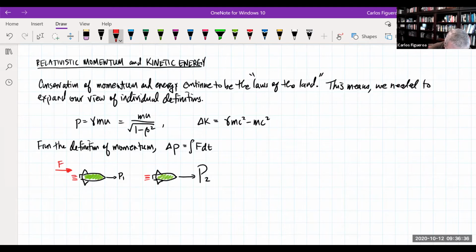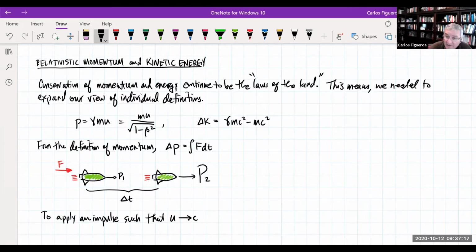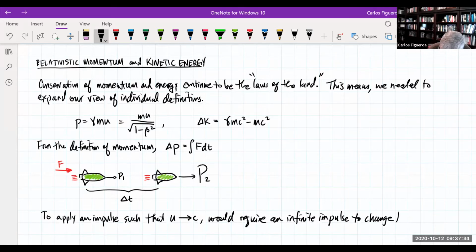And so when I look at the impulse, what does it actually say? If this happens over some time element, right? We integrate that over some time element. Then what this tells us is it says this, that, how do I say this? To apply an impulse such that u approaches c would require an infinite impulse to change the momentum.